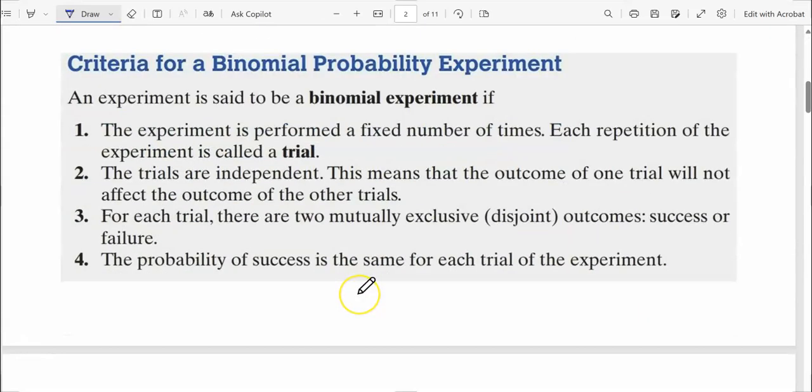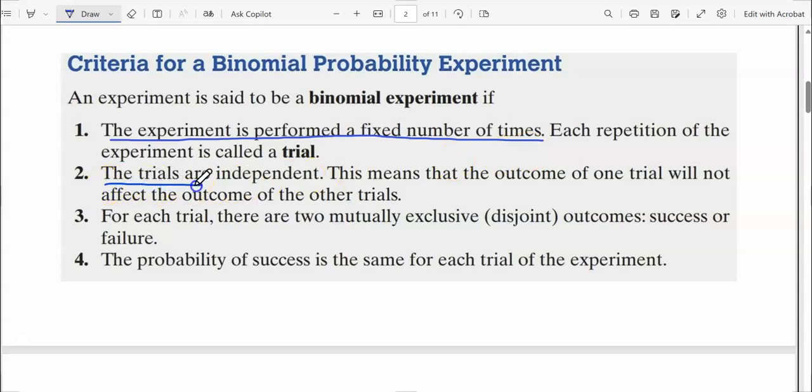So let's get started. With a binomial probability distribution, we've got four criteria that have to be met. The first one is that the experiment being performed has to have a fixed number of trials, which means we're going to have a set number of times that we're going to repeat it. We cannot go on an infinite amount of time.